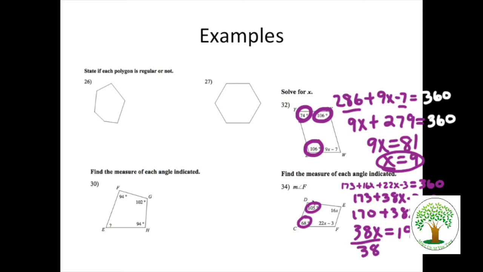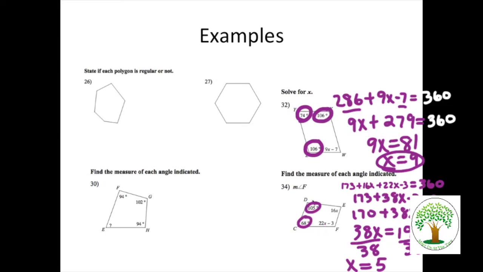Divide by 38. You with me? And then did someone else get 5? For 34, did someone get x equals 5? Yes, ma'am. X equals 5. We are not finished once we have x equals 5. Do you understand why we're not finished? Because you have to plug it into the number that it asks you for the angle. That's correct. It asks us for angle F. So we got to plug it into here.